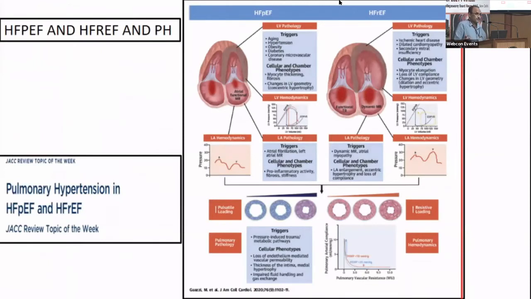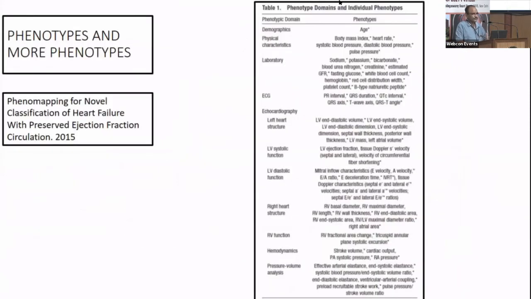There are other papers which talk of HFpEF and HFrEF and the mechanisms there too. And we understand that the mechanisms are different, although the end phenotypes are almost the same. And this is a paper which appeared last year in JACC, which talks of differences in mechanisms between HFpEF and HFrEF as the cause of this. There are a lot of phenotypes with left heart disease that we talk about.